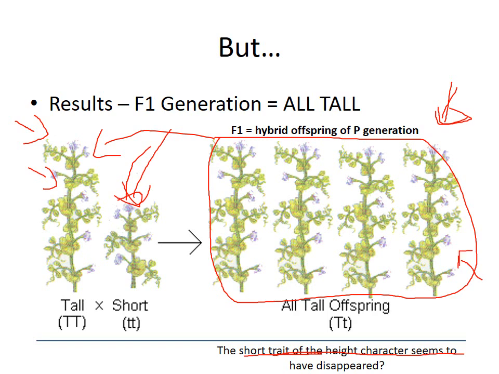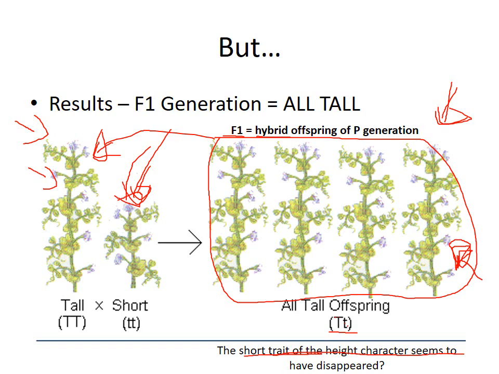Now what he didn't know is that the short version of the gene is still hidden in there somewhere, just not showing up. So what he created here was the F1 generation. They're the hybrid offspring, meaning they're no longer pure breeding because they had been created by mixing tall pure breeding and short pure breeding. So we're going to give this a two-letter notation. We're going to call it big T, little t, as a tall version and the short version of the height gene.